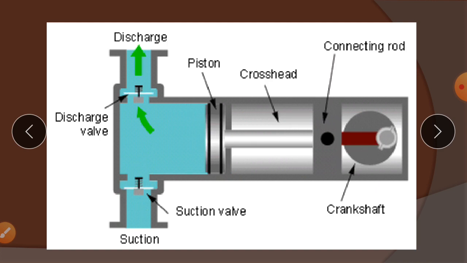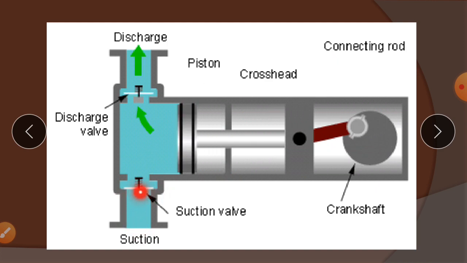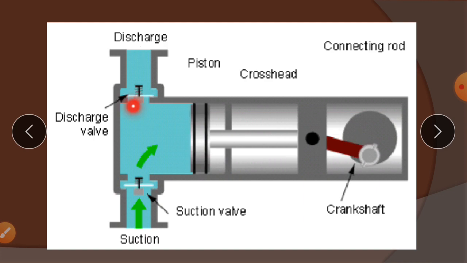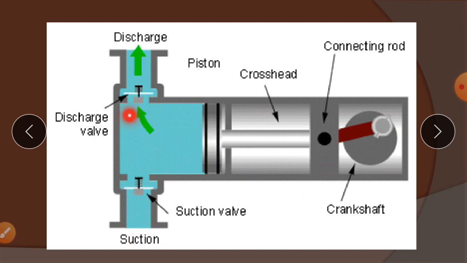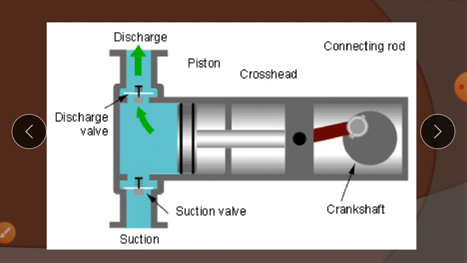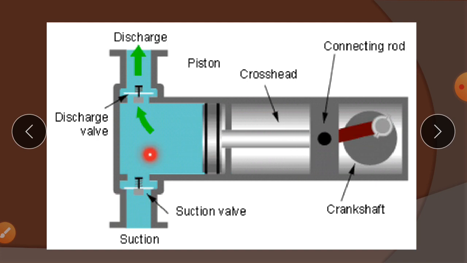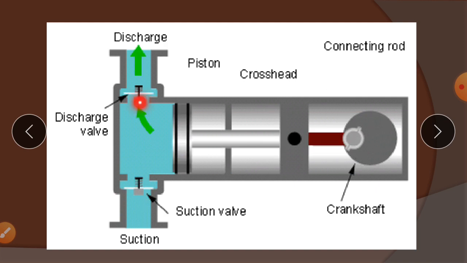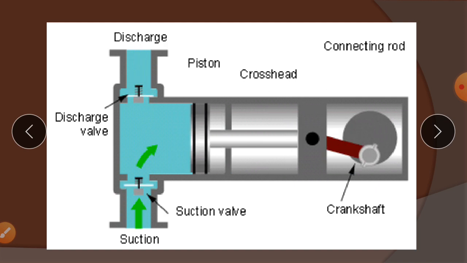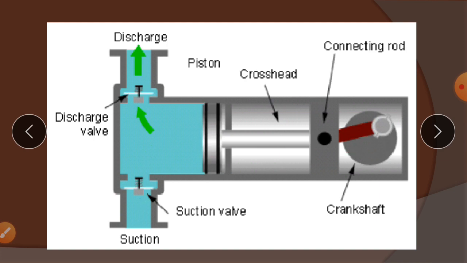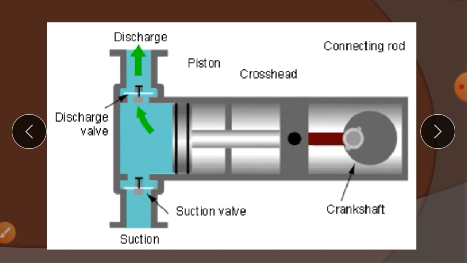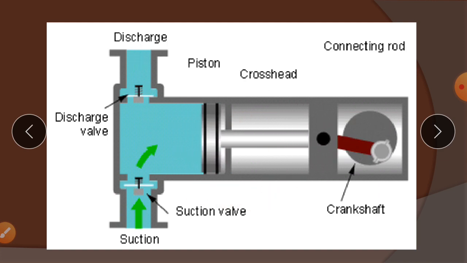The same thing, you can see at the suction stroke, the inlet valve opens, and at the same time the outlet valve closes. Similarly, in the delivery stroke, what happens? The inlet valve closes and the outlet valve opens. So by that, the pumping action takes place in this reciprocating pump. Okay.